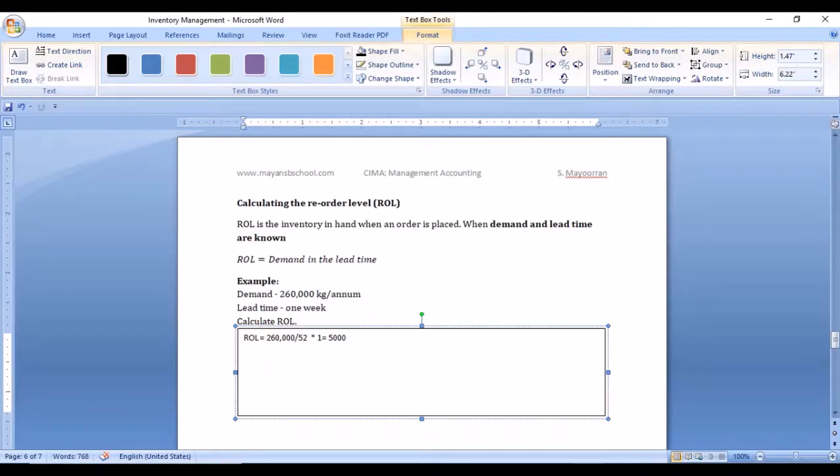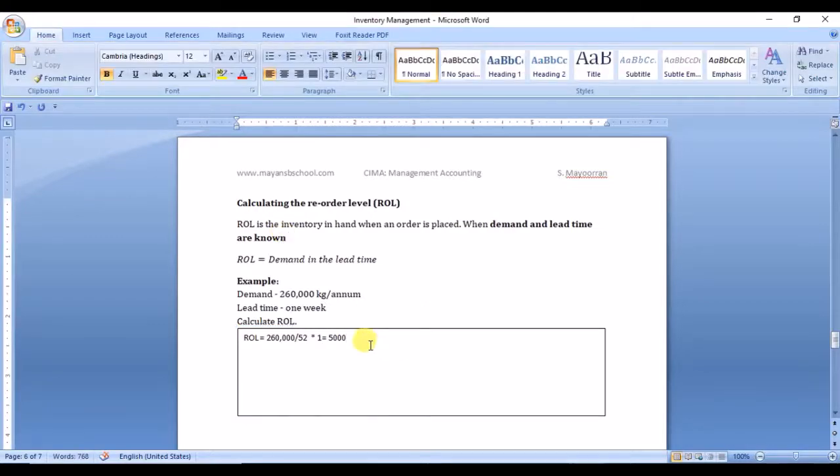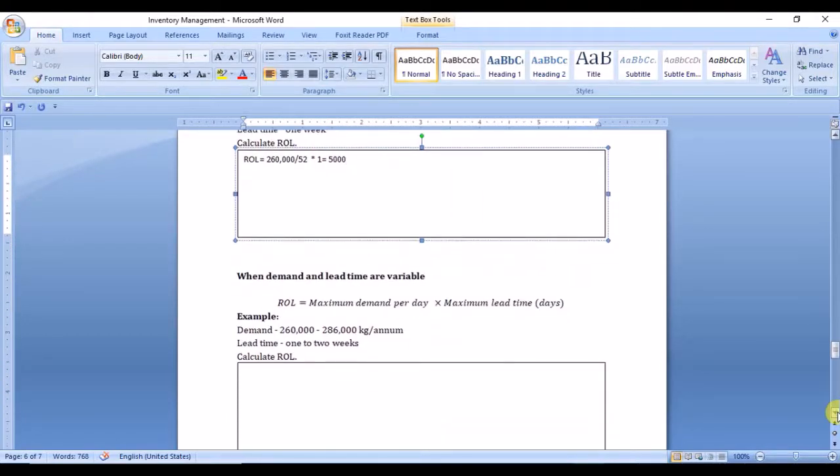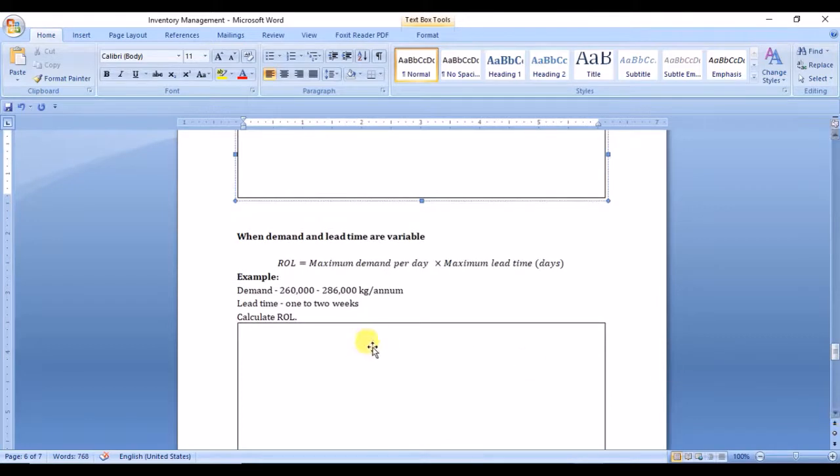So this is why I said this is for when demand and lead time are known. Look at this. When demand and lead time are known with certainty, this is what we do. Average demand multiplied by the period supplier is going to take. This will tell you the reorder level. Now look at this example. When the lead time is variable, that means demand and lead time are variable. Demand means what? The usage of material.